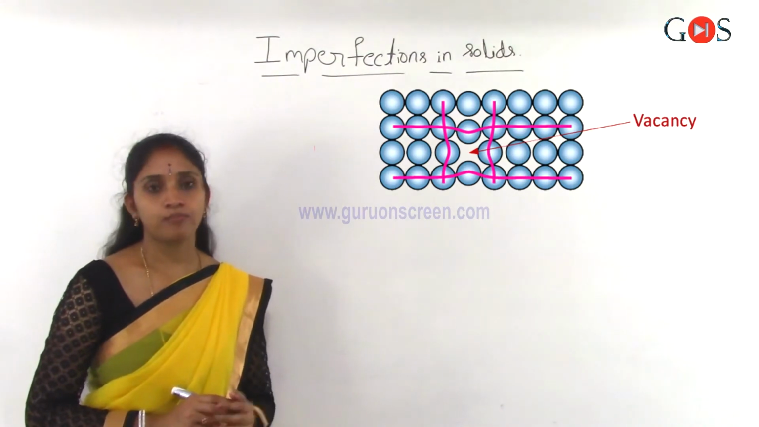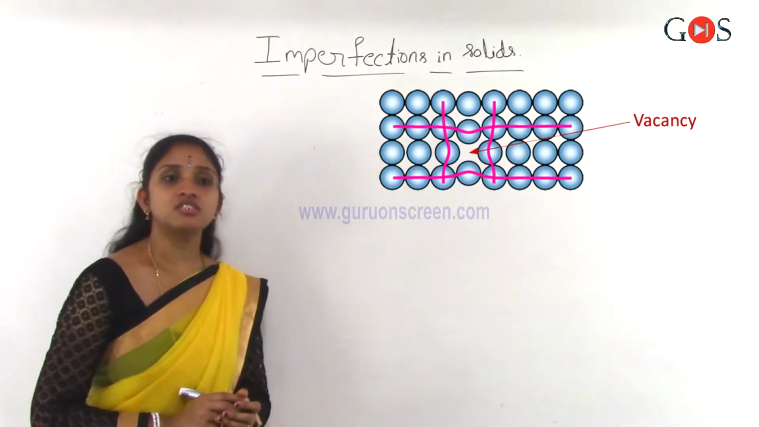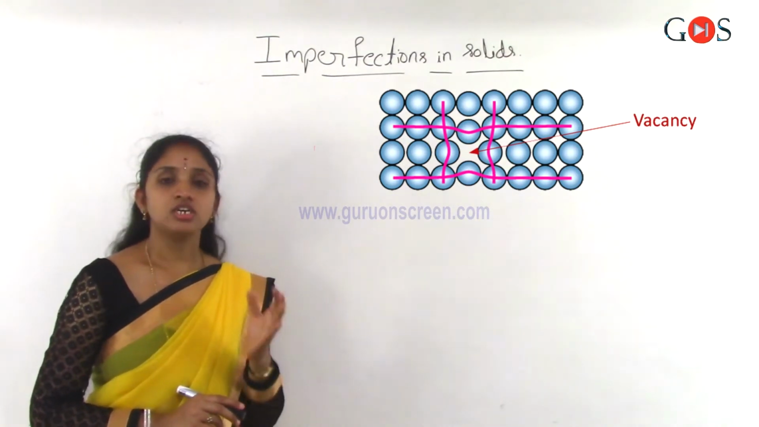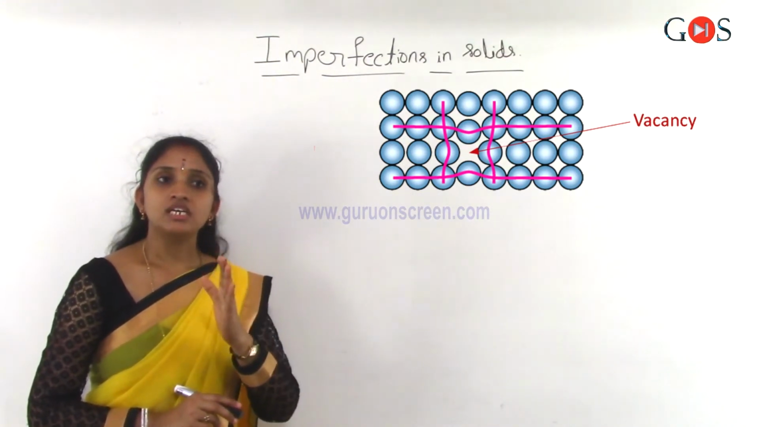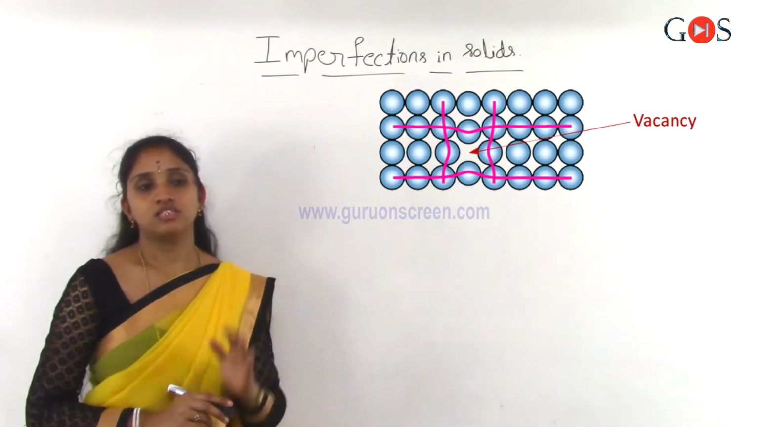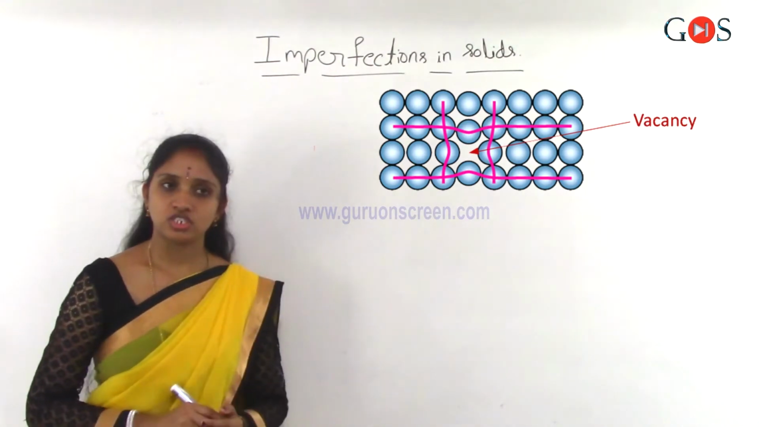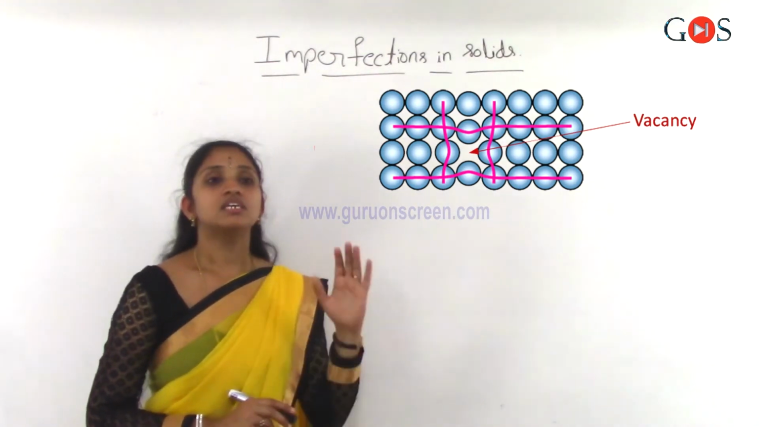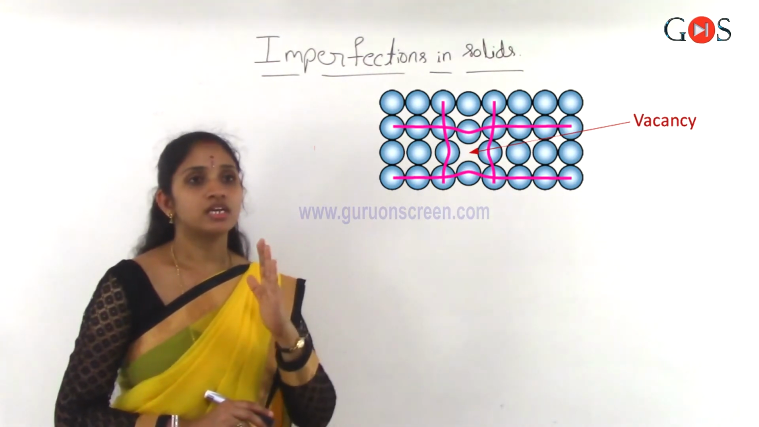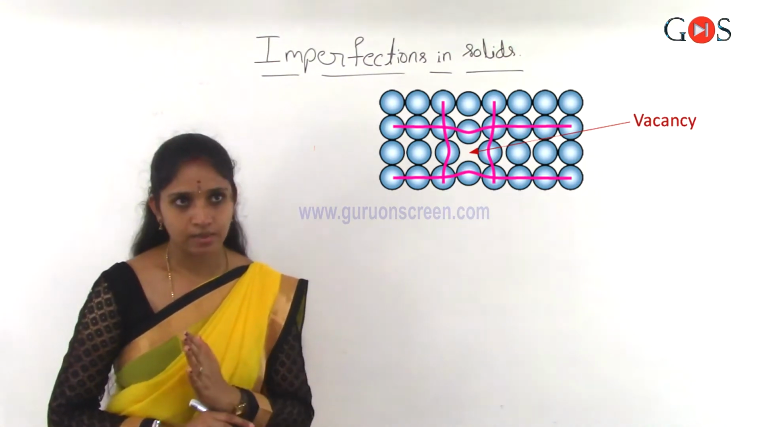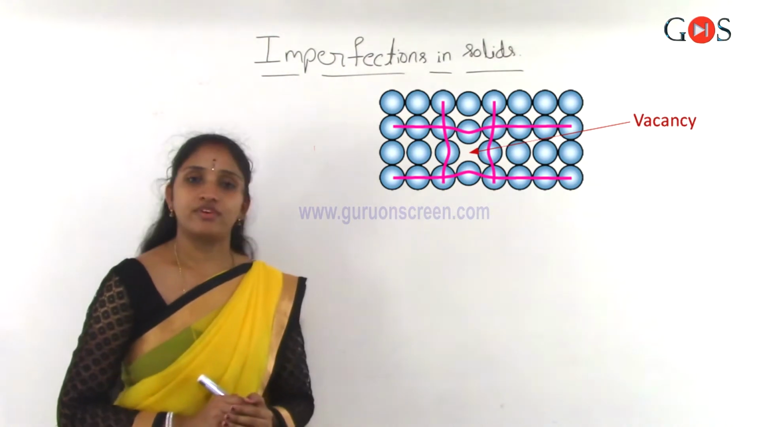So these electrical and magnetic properties are mainly due to the imperfections that are present in the crystalline solids. So these imperfections in the solids can be defined as the deviation from the orderly arrangement of the crystal lattice. So that is called as imperfections in solids. So these imperfections can be defined as the deviation from the regular three-dimensional orderly arrangement. So that is called as imperfections.